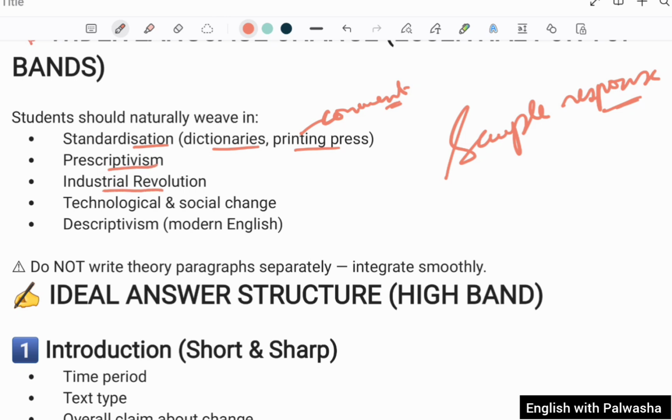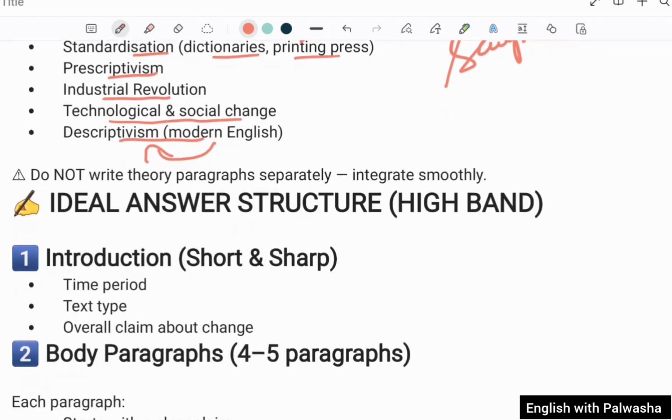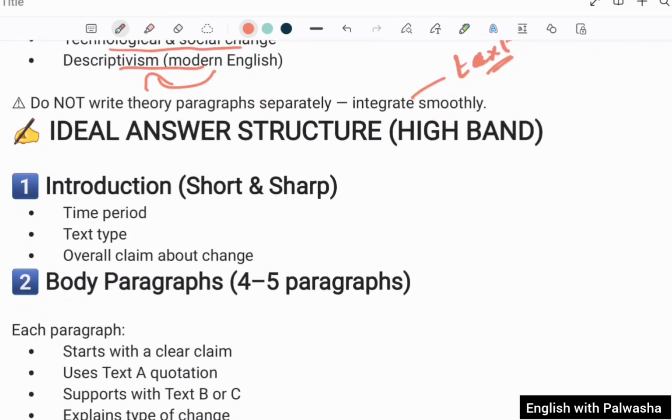Prescriptivism, the industrial revolution, technological and social change are always there. Descriptivism, the modern English, is always there, where there is much descriptive writing, essays, descriptive stories. So do not write theory paragraphs separately; integrate smoothly. From the text, you have to extract and integrate the ideas smoothly, but also from your wider study.